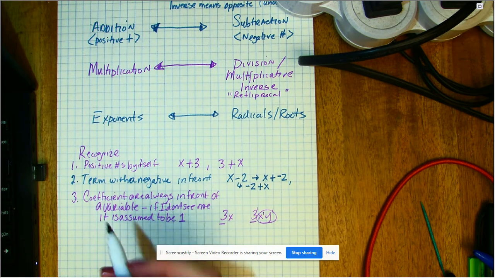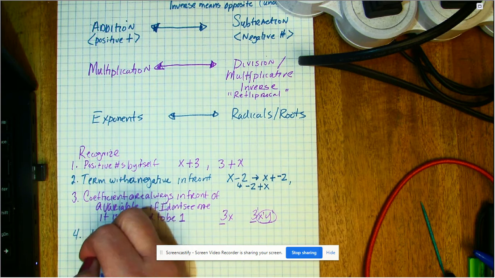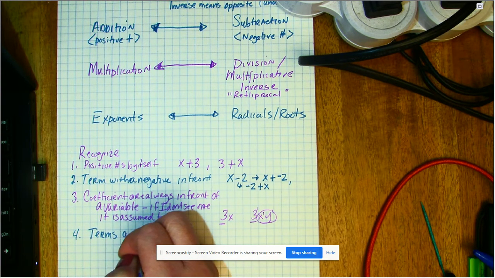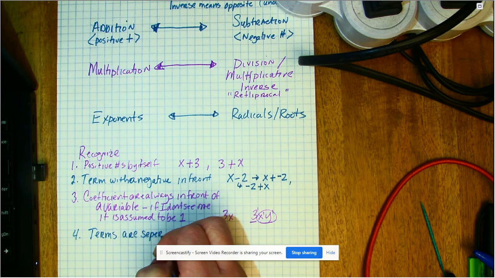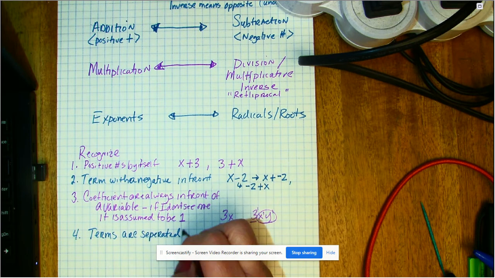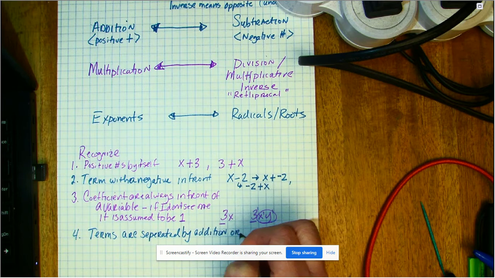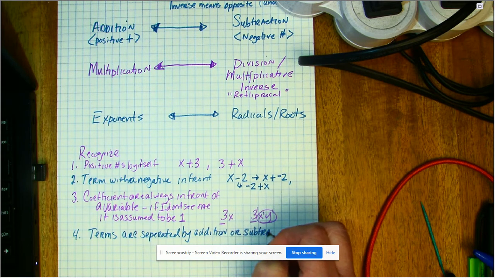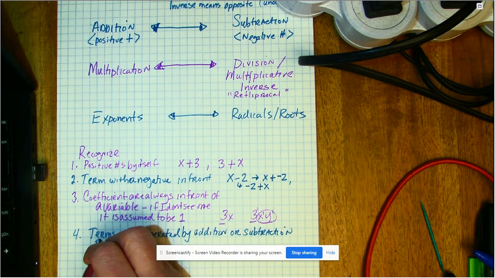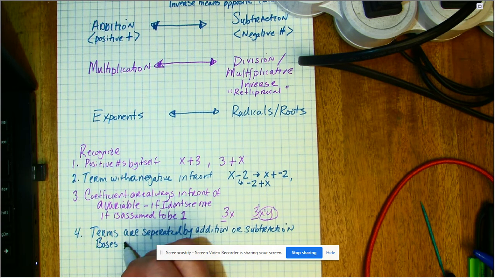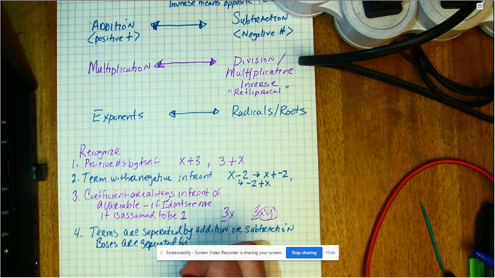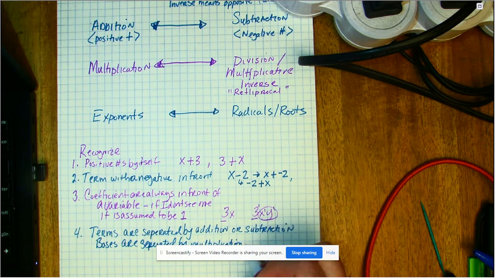And that kind of brings us to our fourth thing that we need to recognize, and that is that terms are separated by addition or subtraction, versus bases, which are separated by multiplication, right? Or we're going to say division, but we really mean the multiplicative inverse, so like the fraction bar.